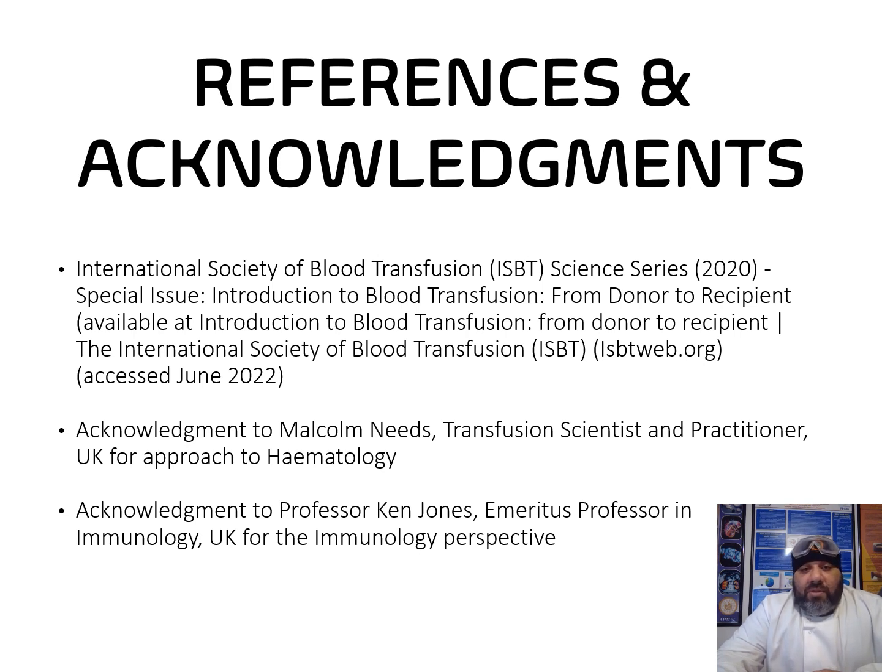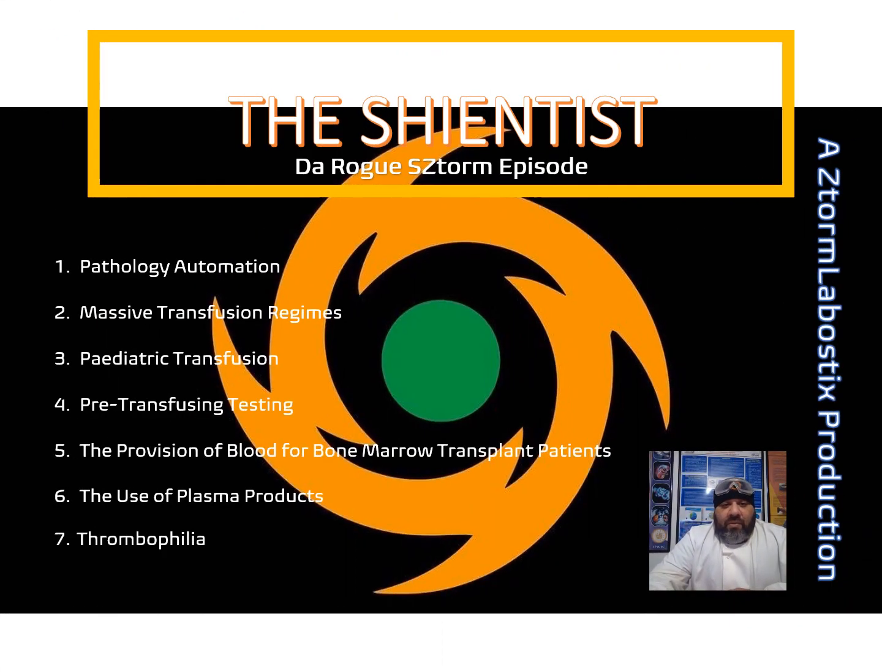And that concludes this audio podcast in relation to the use of plasma products. This slide provides a general overview of references and acknowledgements. In this audio podcast series, we've covered pathology automation, massive transfusion regimes, pediatric transfusion, pre-transfusion testing, the provision of blood for bone marrow transplant patients, and the use of plasma products. The final audio podcast in this series on the SZtorm episode will surround thrombophilia.